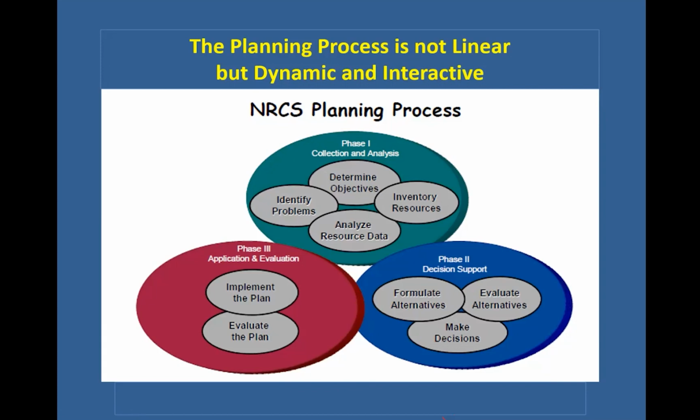Once we complete phase 1, we go into phase 2, which is a decision support process. This is where we're going to start formulating alternatives. We evaluate those alternatives, and then finally the landowner would make the decision as to how they want to implement and address those resource concerns. And then finally, you get into phase 3, which is the application and evaluation part of that conservation plan. So this is the part where you actually implement the plan based on all of these other steps that were done previously.